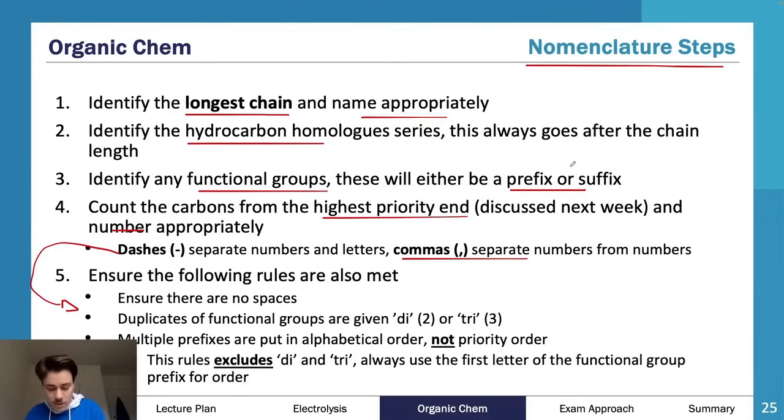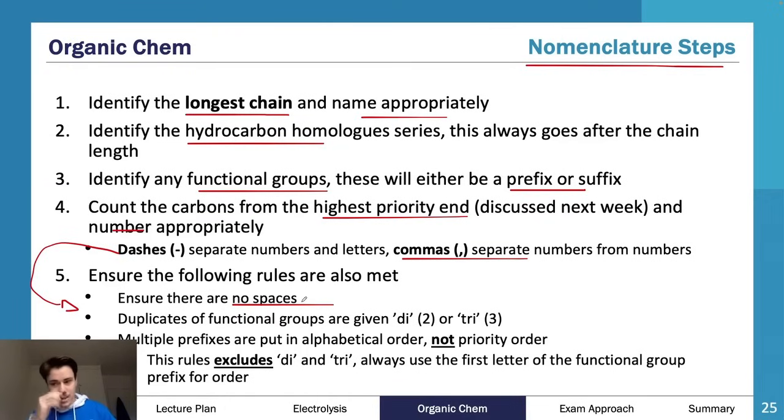So letters and words, dashes between them. Letters and numbers, dash between them. Numbers and numbers, commas between them. Really important. Then you need to ensure a few rules are met. You need to ensure there are no spaces in your word. The only things that accept spaces are, for example, if you're doing a carboxylic acid, so it's an oic acid, or an ester where you've got an yl oate, you're going to have gaps there. There are spaces there. That's acceptable. At no other point is it acceptable.